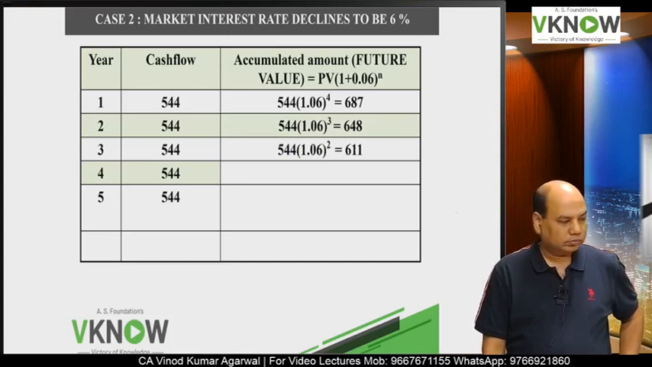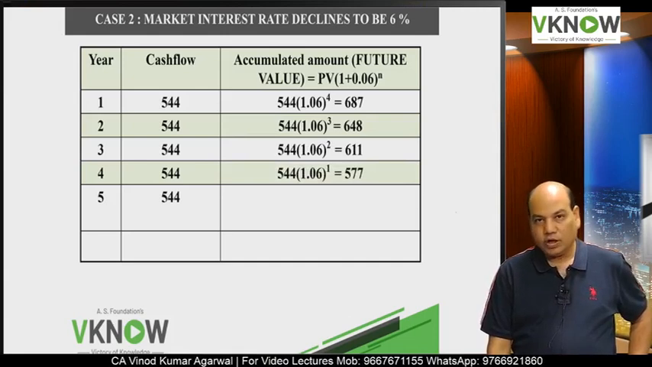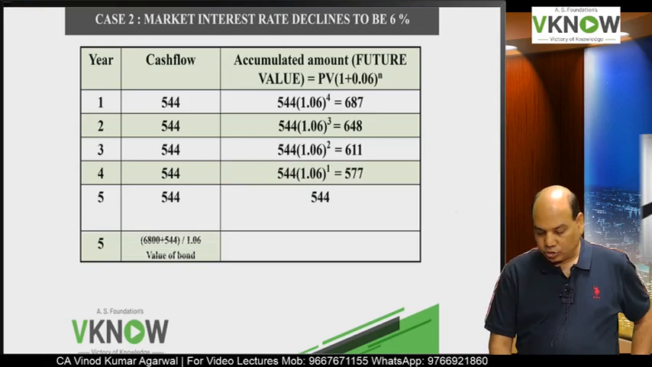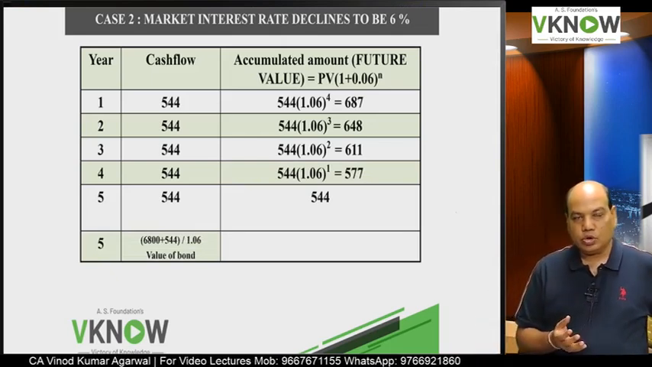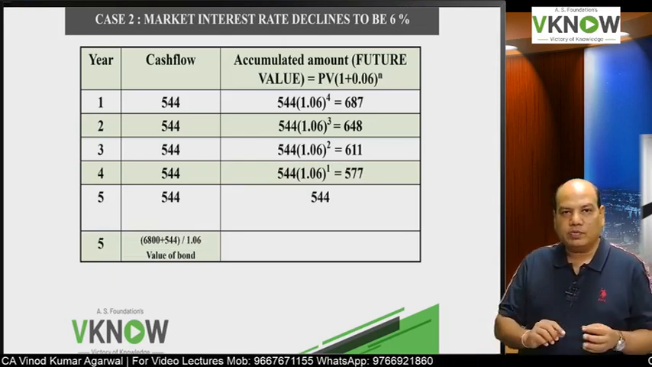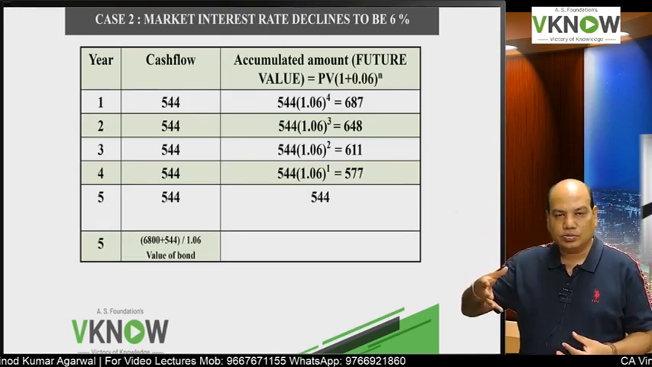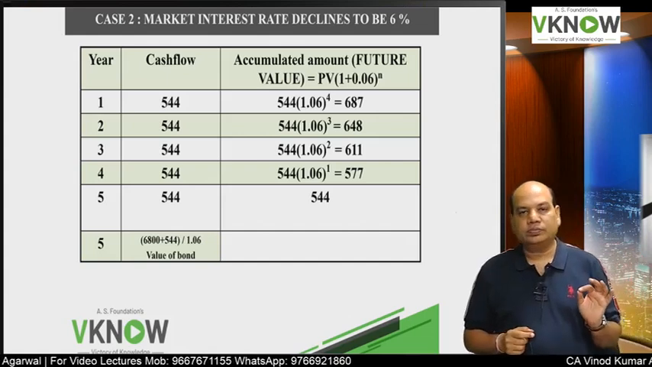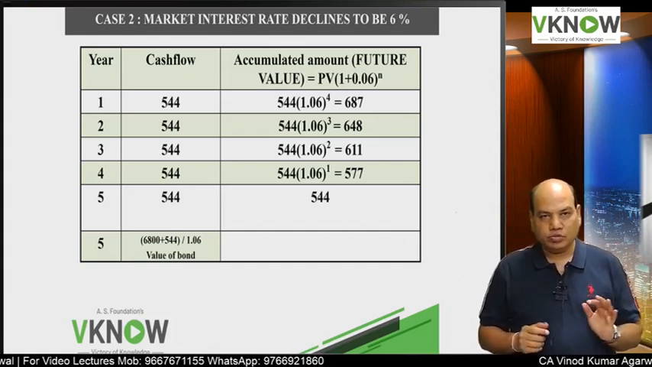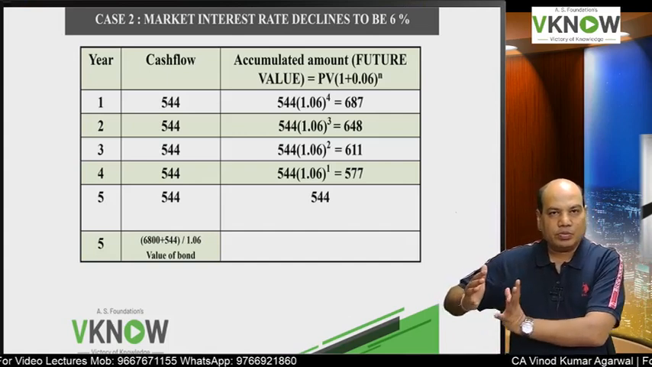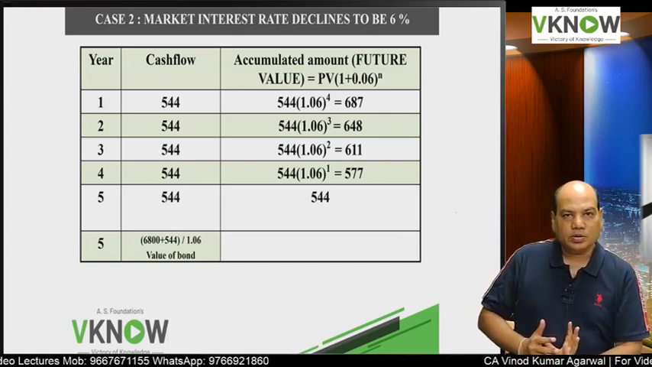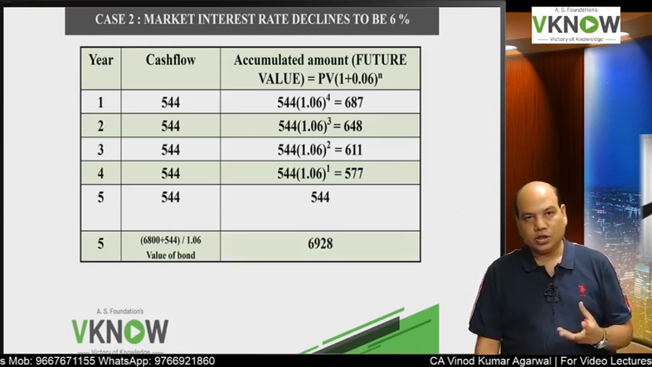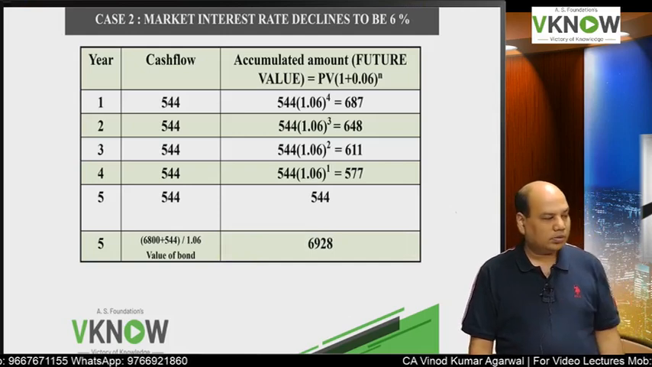Try the next one, 648, 611, 577, same. And in the 5th year, you are going to sell the bond, which will be the present value of the next cash flow discounted at 6%. So write 6800 plus 544, which will be the cash flow of the 6th year, but I am going to sell it at the end of 5th year. So present value, divide by 1.06. You will get 6928. Tell me the total.